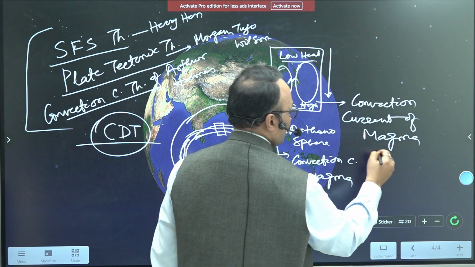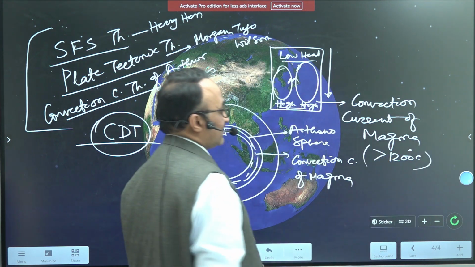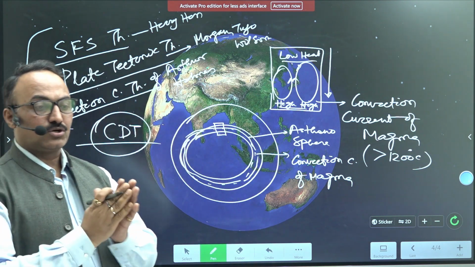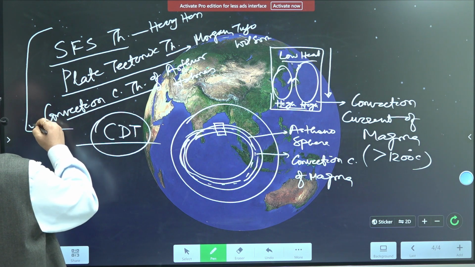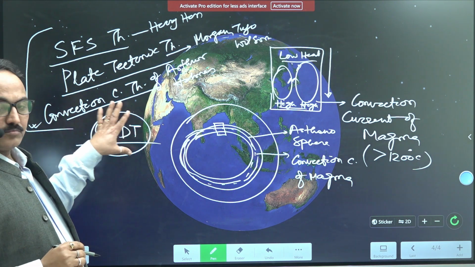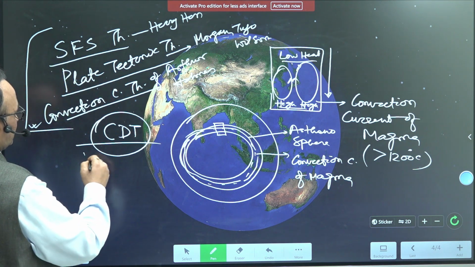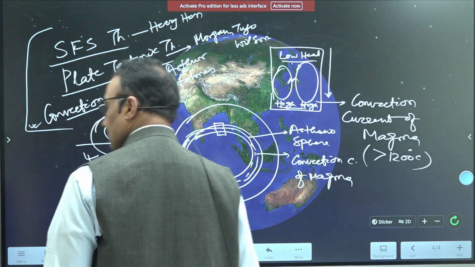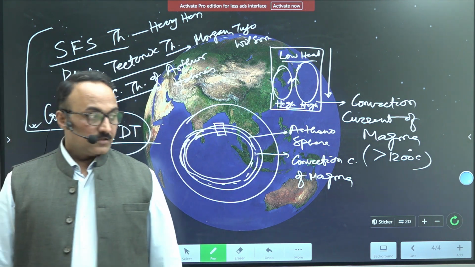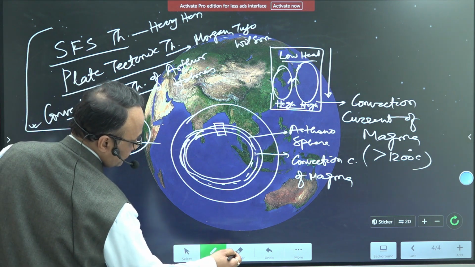having temperature more than 1200 degrees centigrade was considered the region behind the breakdown of lithosphere, and once this mechanism was understood, then all the perceptions of Wegener were also accepted, and then the continental drift theory came into the proper academic sphere, accepted properly.